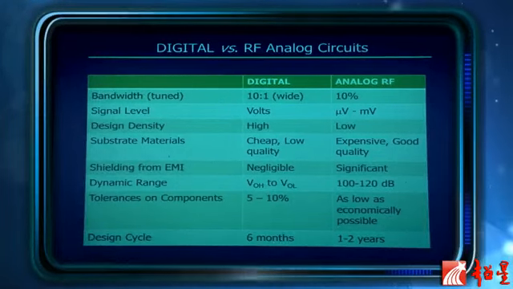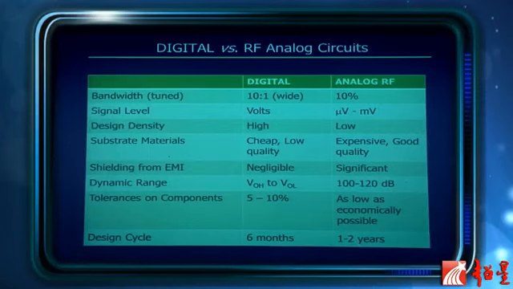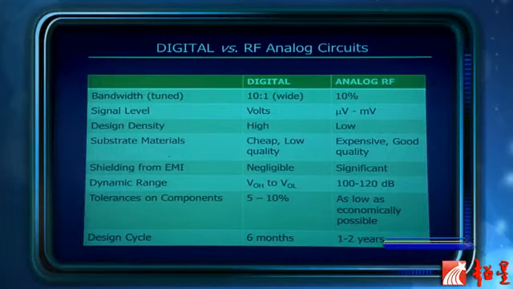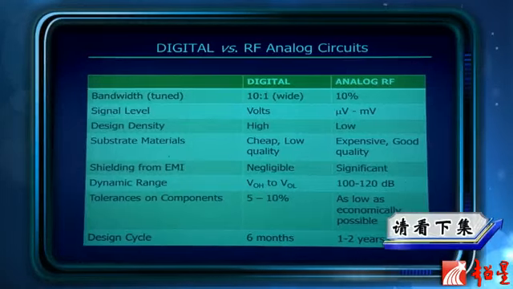Another thing is the design cycle. Digital design cycle is very short. RF design, once you make the design, you can use it for the next 10 years. You don't have to do anything. So that's the difference between digital and RF circuits.